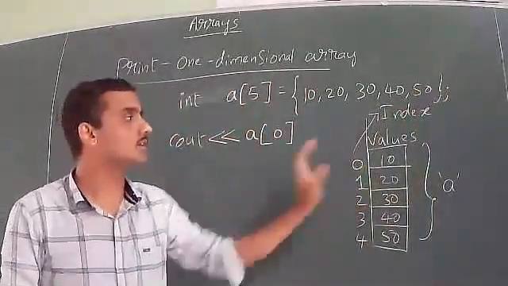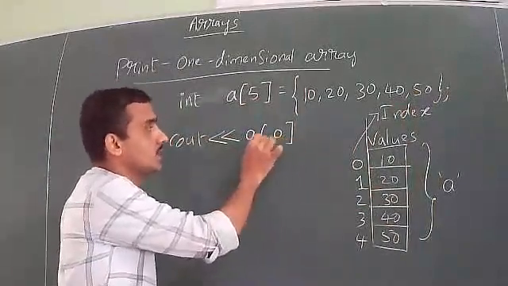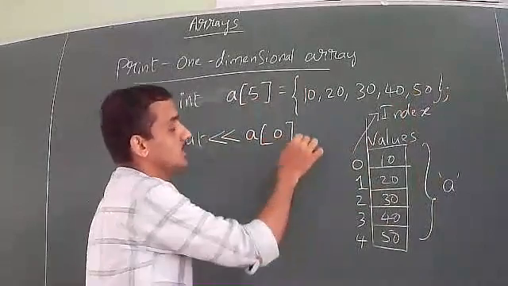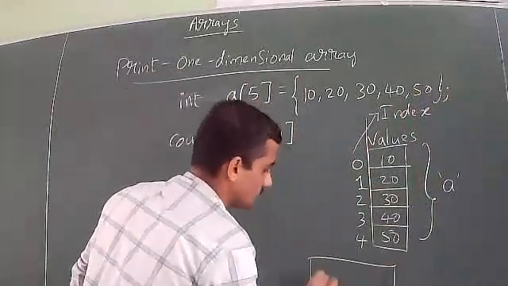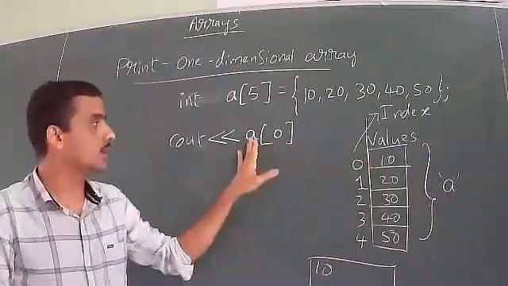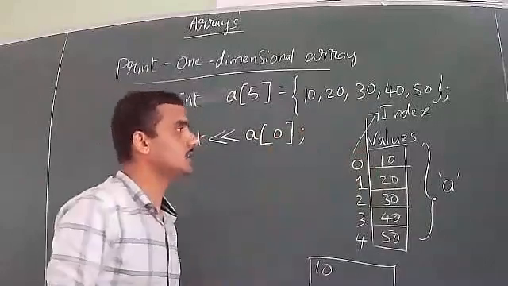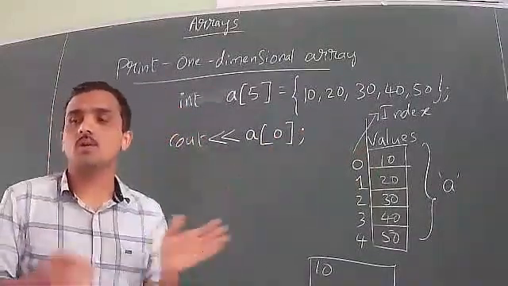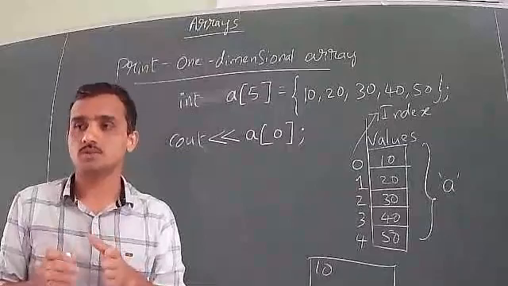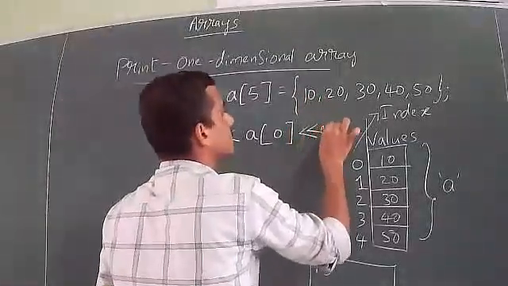Then only we get the value 10. When you write the array name with the subscript value, or you can say array name with the index value, this will display the value 10, which is present at the first location. So: array name, subscript value. Then, if you want to display all the values on separate lines on the console screen, make use of endl.